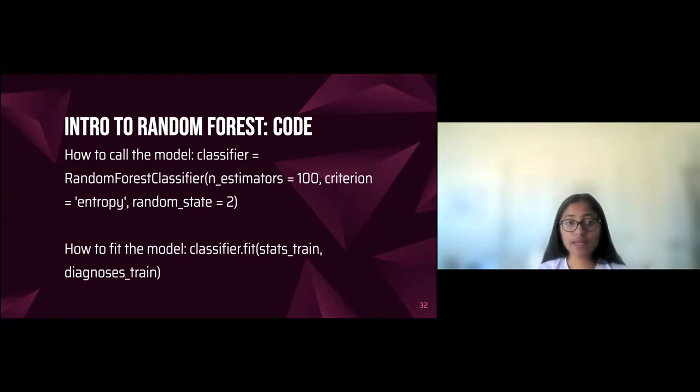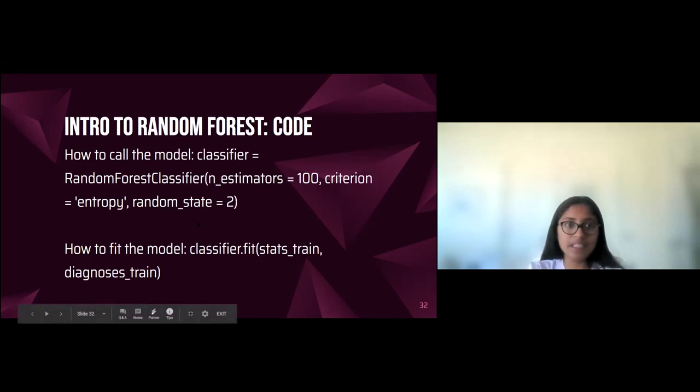So by fitting the model, I'm basically saying how we're going to train the model. And you would train it by just saying classifier.fit, because there's a .fit function that you can import from scikit-learn. And then this is just the data and the labels of my training data, so stats and diagnoses. And that's basically it. You're done coding your random forest in 2 lines.